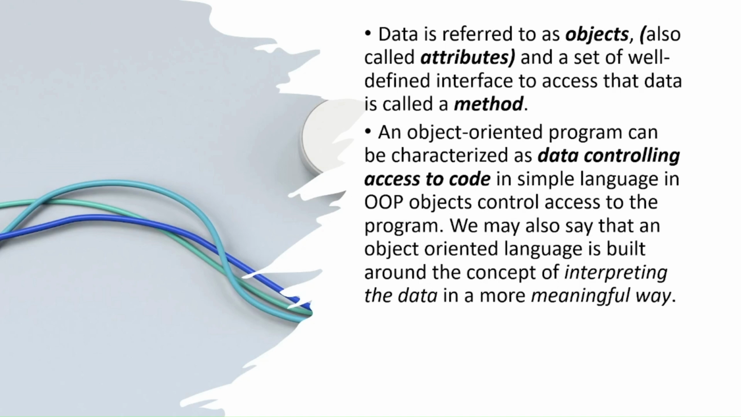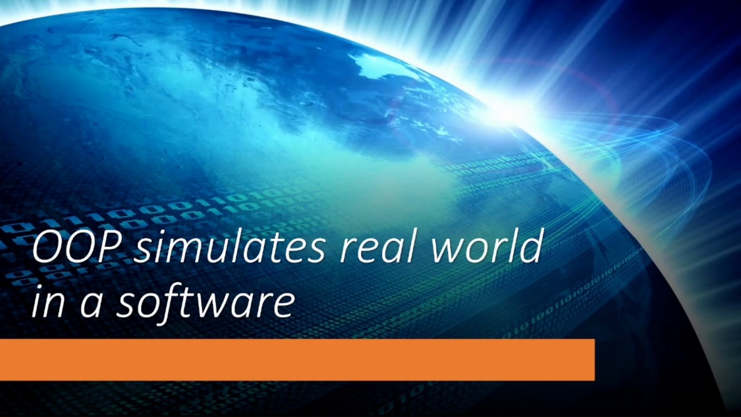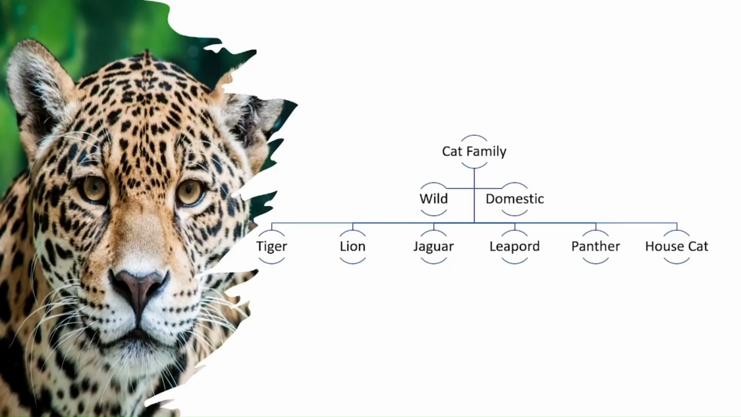We'll be looking at these things with more examples which are natural to us, and nature is all around us. So we'll be looking at it. So what we can say is that object oriented programs simulate real world software, and that is the aim of OOP, that is object oriented programming. So simulate. Now coming to real life examples, we have cat family.